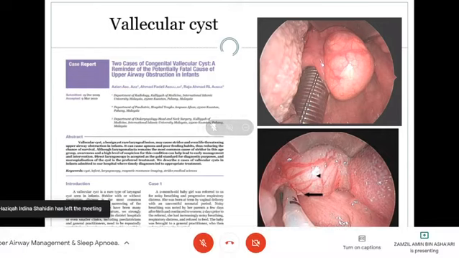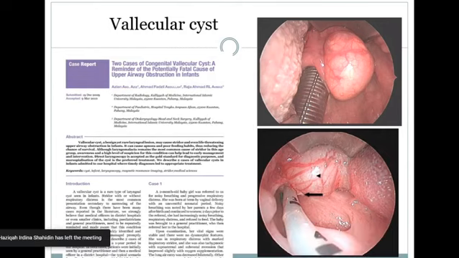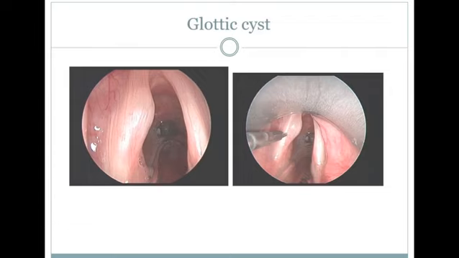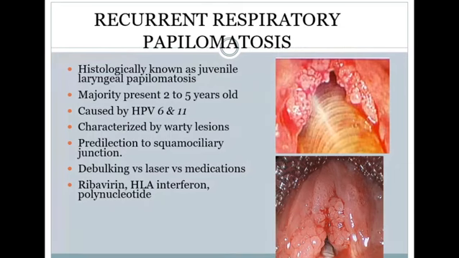The procedure is not that difficult. You just open up the cyst, drain out the cystic content and trim the edges of the cyst. Similarly, if you have a glottic cyst, you just need to open up the cyst and drain. And subglottic cyst is also the same. Recurrent respiratory papillomatosis is due to HPV virus. HPV is difficult to eradicate, so management of this condition is also quite difficult. Sometimes you have to do multiple debulking surgeries, followed by antiviral and anti-tumor medications, and you have to do it repeatedly until the viral load is cleared and the polypoid warts are cleared.